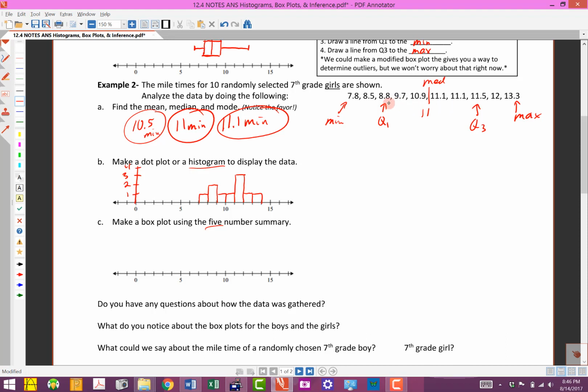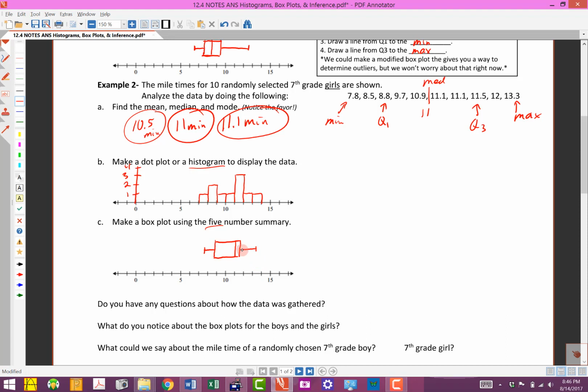So we're going to do 8.8, so that's about right there, just short of 9. We're going to do 11, so that's about right there. And we're going to do 11.5, so that's only about right there. So we'll put those in a box. And then the minimum is 7.8, so 7.8 would be about right there. So we'll do a little vertical line here and then extend a short one there. And then we've got 13.3, so let's see, 11, 12, 13, 13.3, about right there. So we'll draw a little line there.